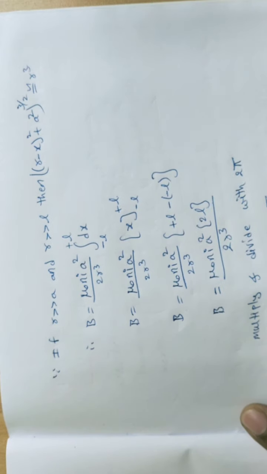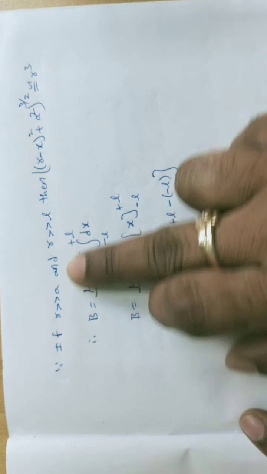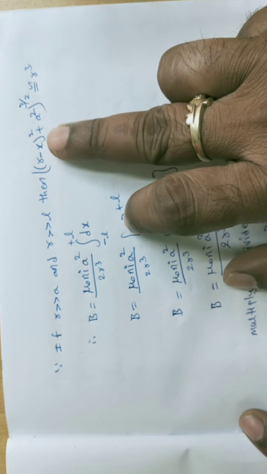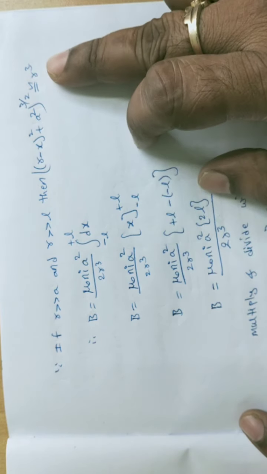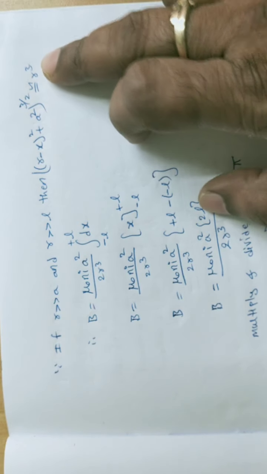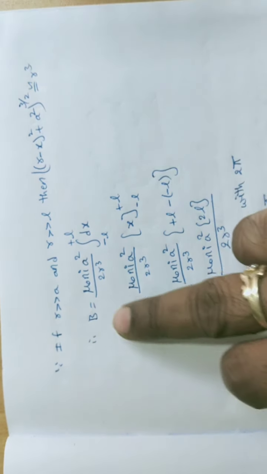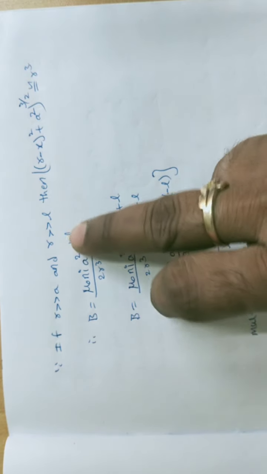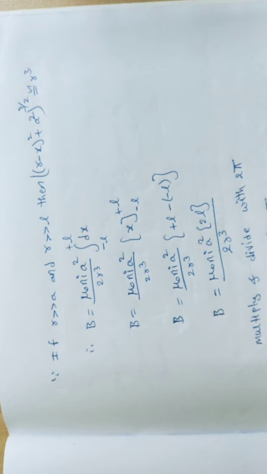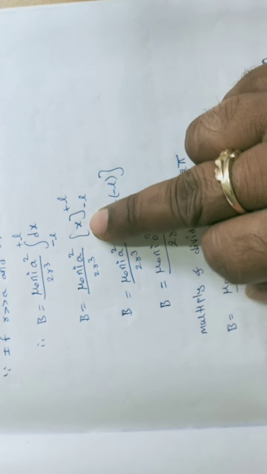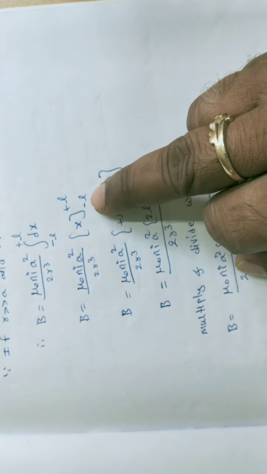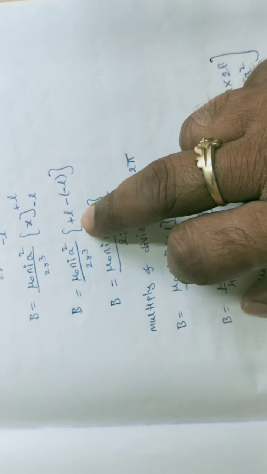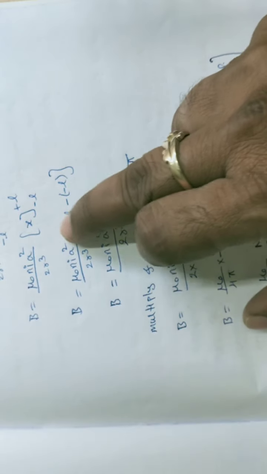See, students, if r is greater than a and r is greater than L, then only (r minus x) whole square plus a square, whole power 3 by 2 is approximately taken as r cube. So this r cube is also constant, and we take it outside. So mu naught n I a square divided by 2 r cube, integral dx from minus L by 2 to plus L by 2. The integral of dx becomes x, with limits minus L by 2 to plus L by 2. Applying the limits, plus L by 2 minus of minus L by 2, this is totally L.